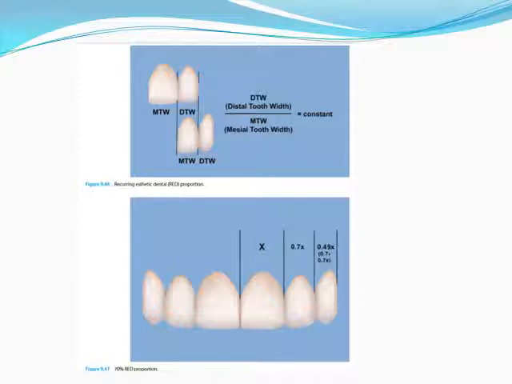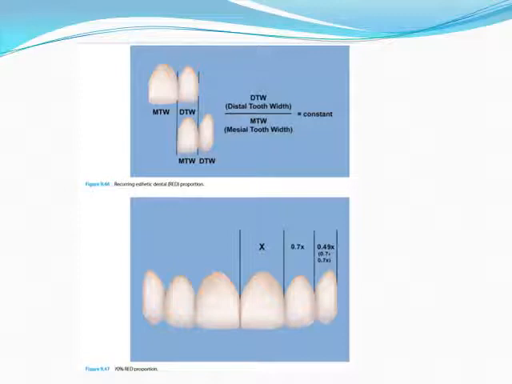So the RED proportion is different from the other theory, the golden proportion theory. It will be related to the tooth length and also to the intercanine width. As we see here, if the central incisor is x, the lateral will be 0.7x, and the canine will be 0.7 of the lateral, but this only occurs if we take the 70% RED proportion.